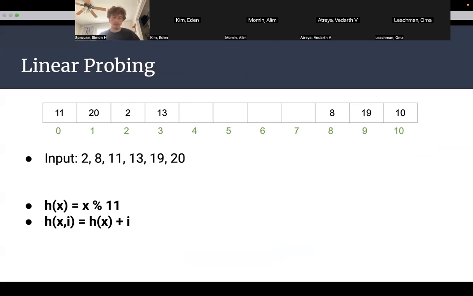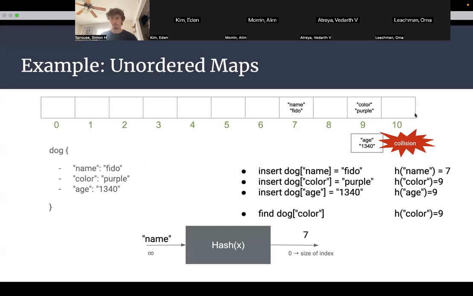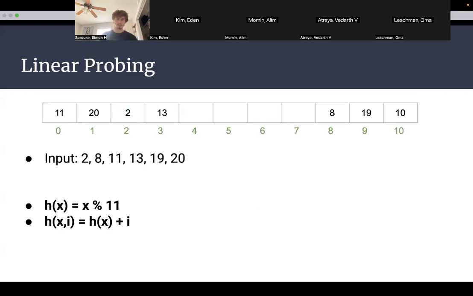A more in-depth, mathematical approach that doesn't actually take extra space is called linear probing. Essentially, in the example before, if we tried to put age at index 9 and there's something there already, we say, okay, we're just going to increase the index by 1 until we find a good place to put it. So age would be mapped to 9. There's something at 9. We would add 1 to the index and we would place it at 10 because 10 is empty. So that's linear probing.